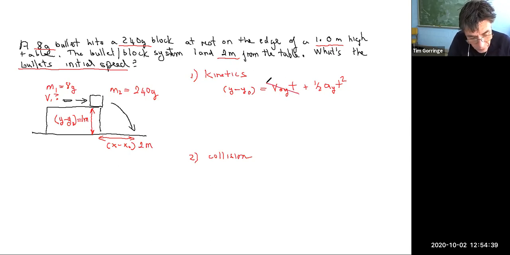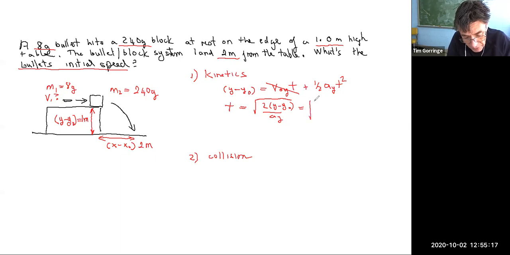Now, in our case, the initial vertical velocity of the bullet and block is 0. So that piece goes away, and it becomes a simple equation for the time. The time is going to be the following. I'm going to multiply the left and right side by 2, divide by the acceleration of gravity in the vertical direction, and take the square root, and that will give me the time.